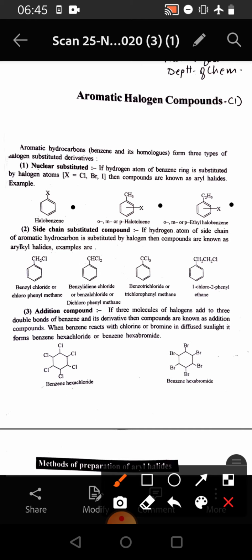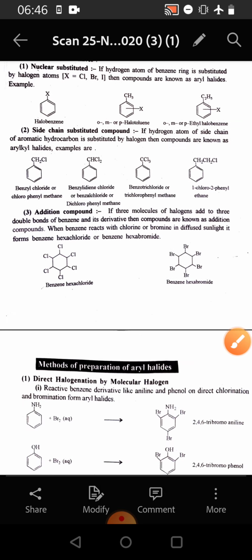Side chain substituted compounds. If a hydrogen atom of the side chain of an aromatic hydrocarbon is substituted by halogen, then these compounds are known as arylalkyl halides. For example, benzyl chloride or chlorophenyl methane, benzylidene chloride or dichlorophenyl methane, benzotrichloride or trichlorophenyl methane, 1-chloro-2-phenyl ethane. Third type of compounds are known as addition compounds.